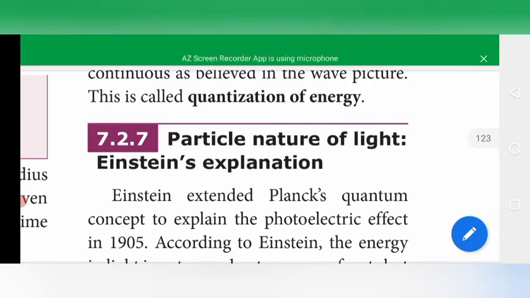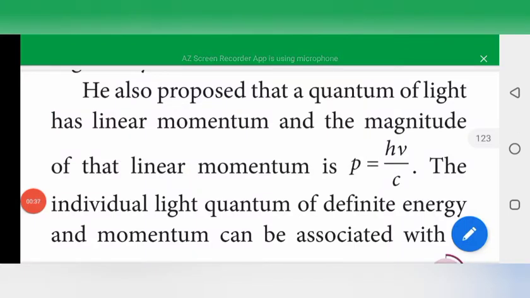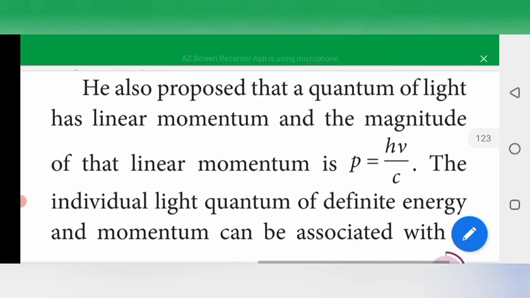He also proposed that the quantum of light has linear momentum, whose magnitude is P is equal to h nu by c. It can come from equating the two energy levels, that is E is equal to mc square and also E is equal to h nu, and you have to rearrange that. So you will get mc is equal to h nu divided by c.